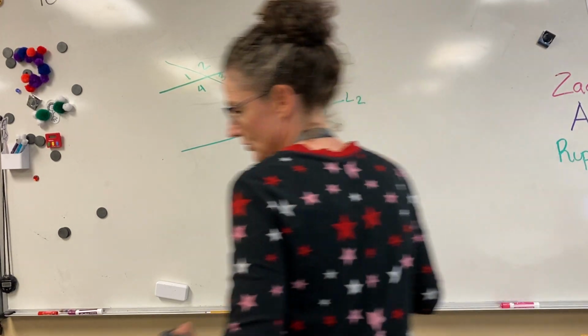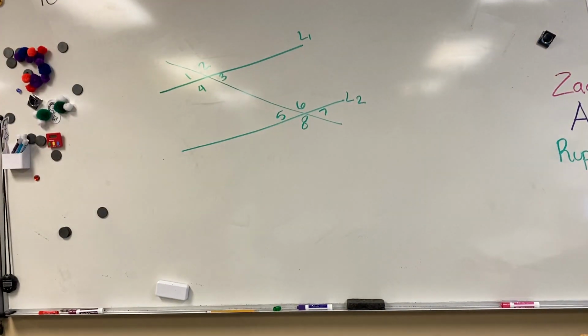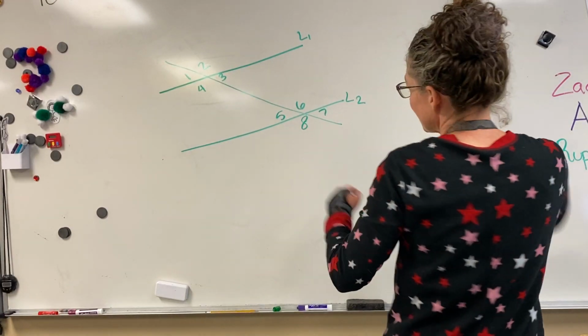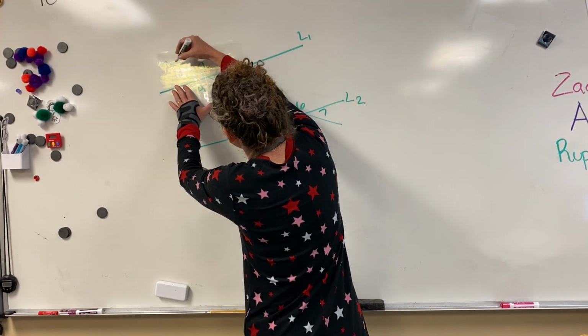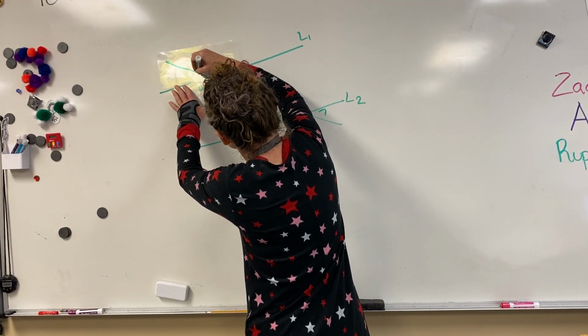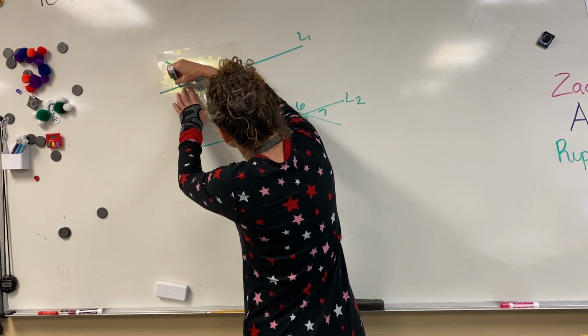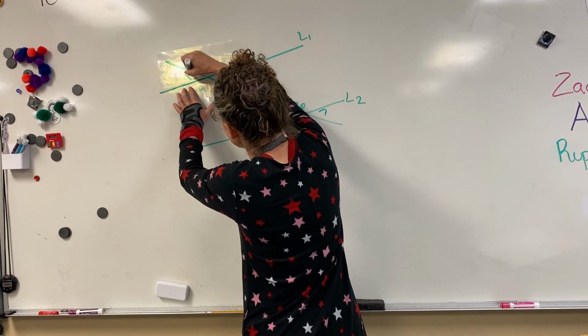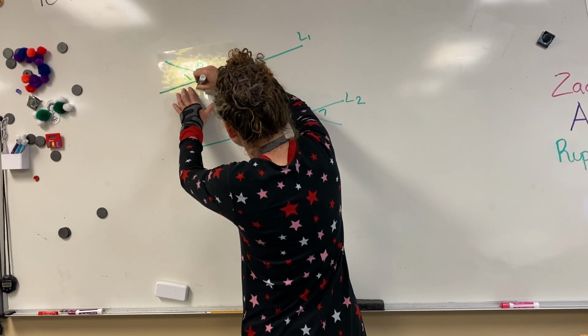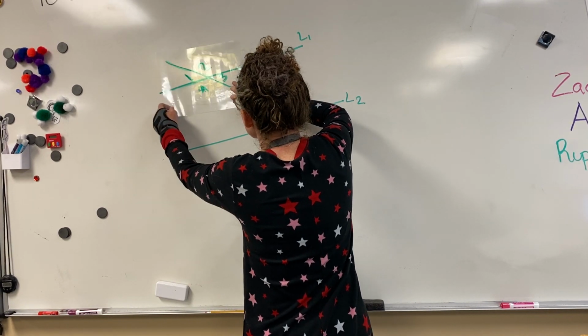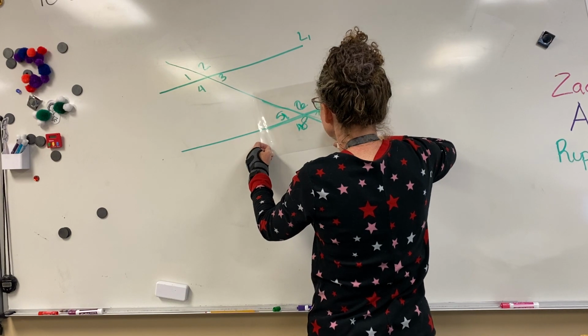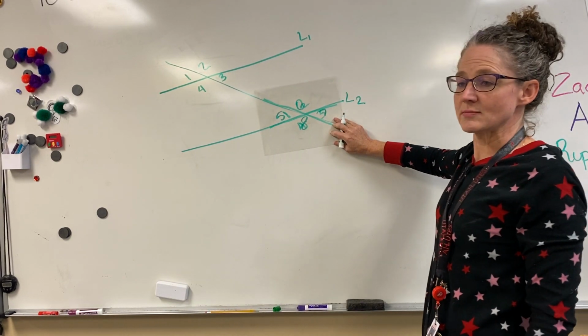I'm going to show you with a piece of plastic. I'm back. So if I translate this down, and I'm going to number it 1, 2, 3, 4, and I translate this guy down. Which one corresponds to number 1?